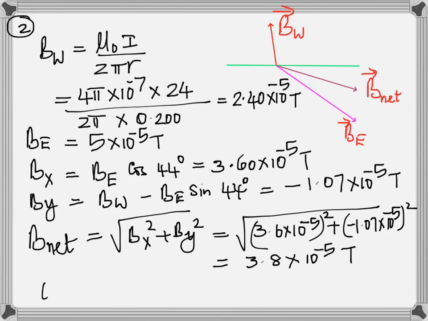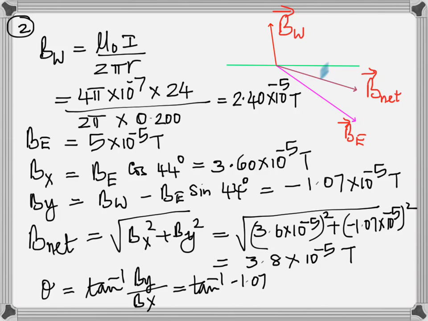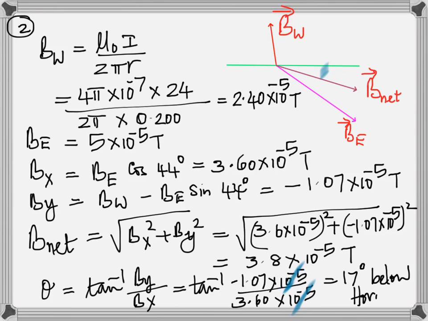So this is the final answer, 3.8 times 10 to the negative 5. Again, theta, which is the angle of the resultant, would be this angle there. It is tan inverse of By over Bx, tan inverse of the components that you got. Divide and get the angle as 17 degrees. And of course, it's going to be below the horizontal, as you can see in the diagram, isn't it? 17 degrees below the horizontal. That's the way to do it.